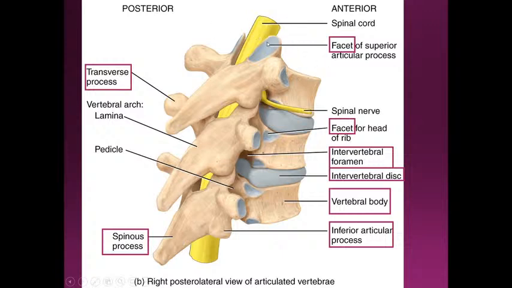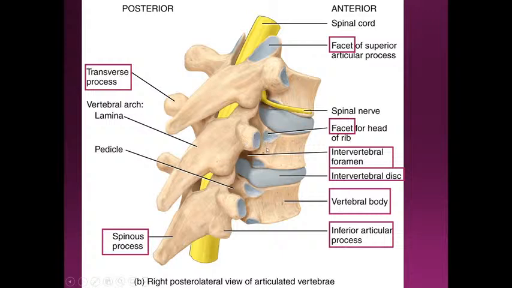Okay? Now, there are a couple of things we mentioned. Here is a facet or demifacet. Here's a facet for a rib. Okay, these are also known as costal facets because the costal bones are the ribs. The ribs are known as the costal bones. And so they articulate with both the demifacets on the vertebrae and the facets on the transverse processes.